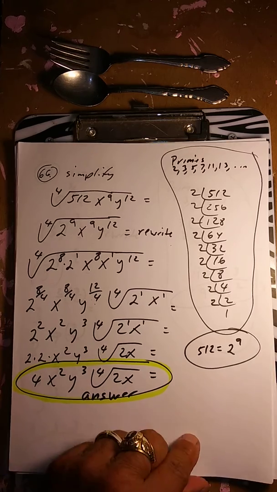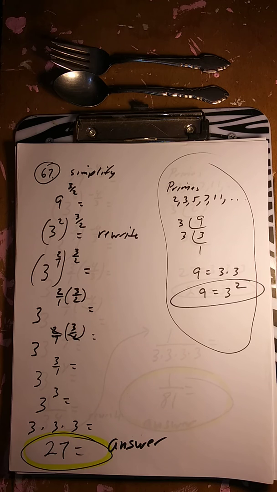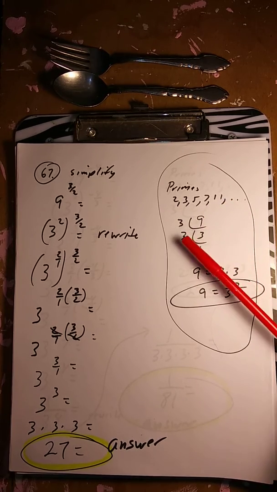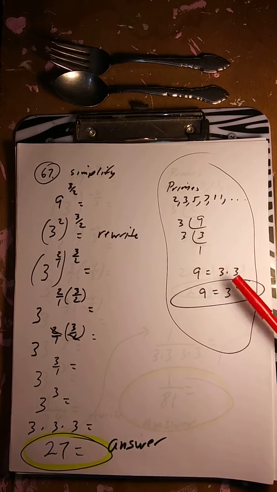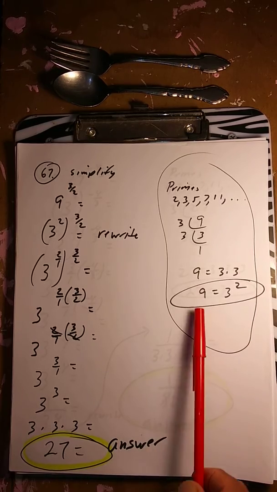Alright, using the prime numbers again, of course. What's this number? Whole number, 9 to the 3 halves power. Prime numbers: 2, 3, 5, 7, 11 again. So 3 goes into that, 3. 3 by 3, 1. So 3 times 3 is 9, or we can say that's 3 squared.